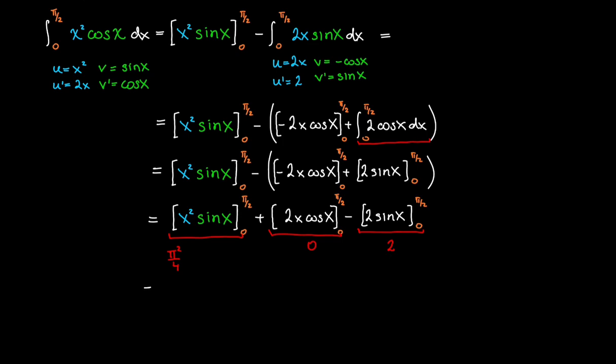This means the value of this integral is simply going to be pi squared over 4 minus 2. If you'd like, of course, you can also write the answer as 1/4 times pi squared minus 8. Both answers are correct. They don't make a difference. And so this is how you evaluate integration by parts when you have a definite integral.